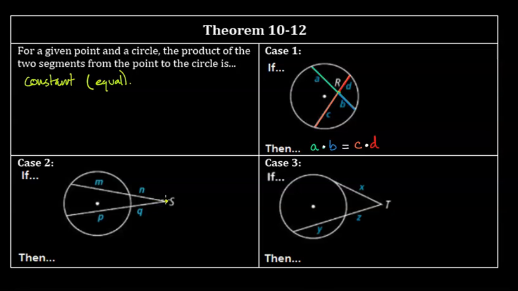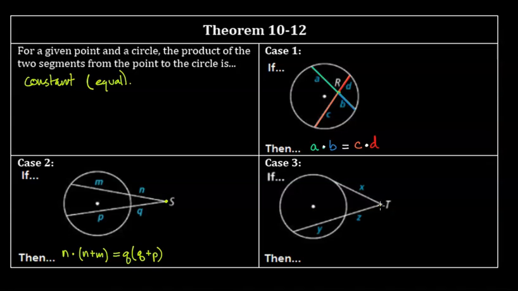So if my point is outside the circle, and now I draw what I might call a secant segment, right? I draw a secant segment. In this case, if I take the part that's outside the circle, n, times the entire secant segment length, which will be n plus m, that product of outside times the entire secant segment will be equal to the outside part here, q, times the entire segment there, q plus p.